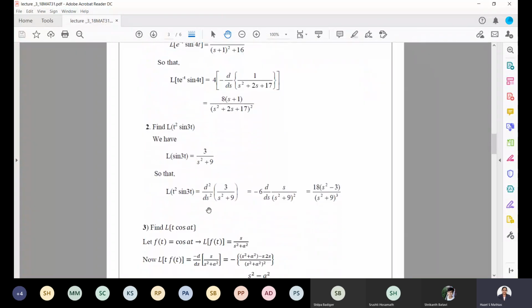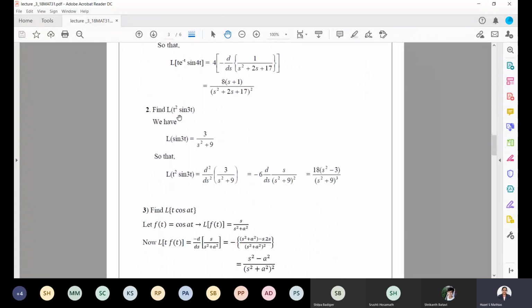So now look into the second problem. Laplace transform of t square into sine 3t. Whenever you have some function, say e power at or t square or whatever it may be, first find the Laplace transform of whatever f of t is there. So here f of t is sine 3t. What is the Laplace transform of sine 3t? It is 3 divided by s square plus 3 square, which is 9. Whenever sine is there, the constant term comes in the numerator.